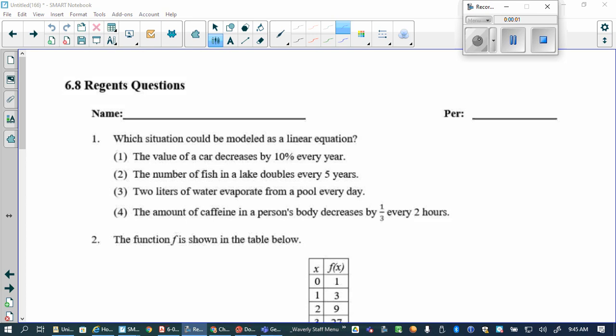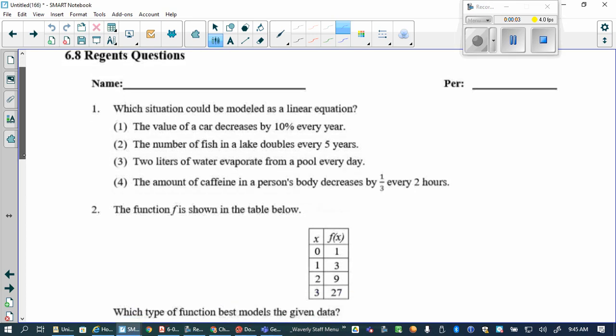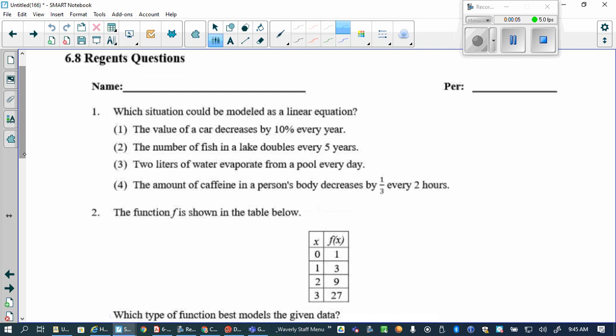Okay, let's read over this first Regents question here, guys. You know the difference between linear and not linear is going to have what characteristic? Well, if you don't have the equation, you have the data, right? What is the characteristic of a linear function? Constant rate of change, either adding or subtracting, right? If it's exponential, it's going up by some or down by some multiple, right?